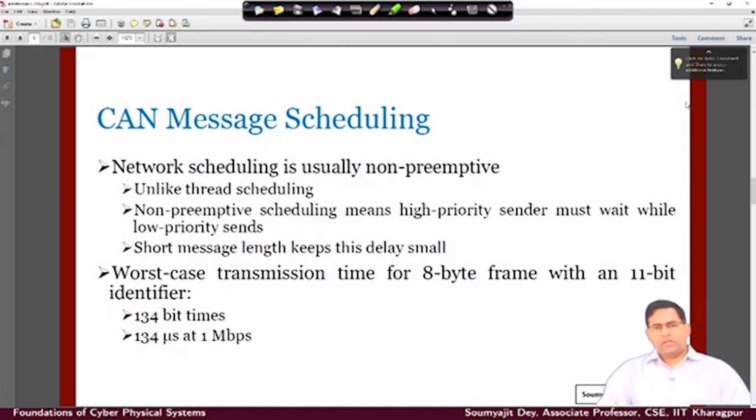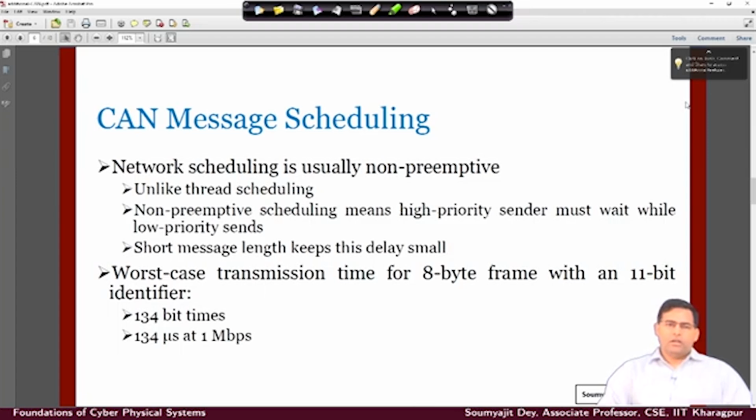Because we have schedulers in normal embedded processors or standard desktop processors which are preemptive. That means a high priority task can preempt a low priority task. Things like that happen, right? So that is the standard in thread scheduling. But unlike that, when we have network messages in the CAN bus, it's non-preemptive.